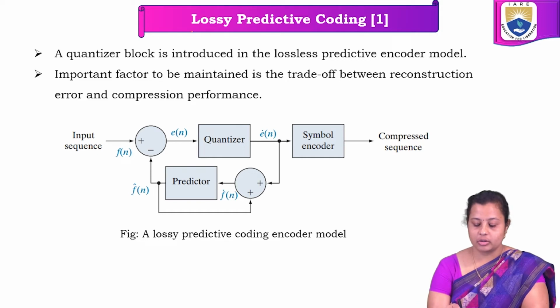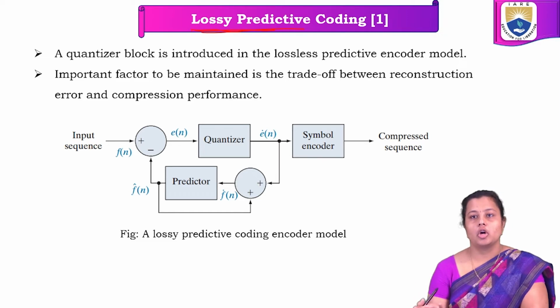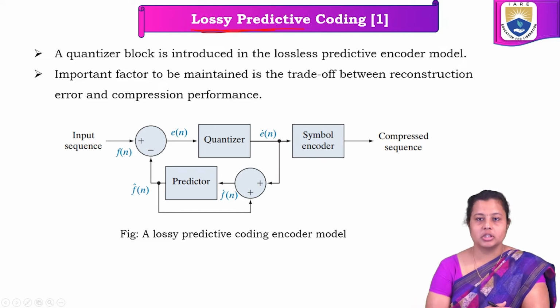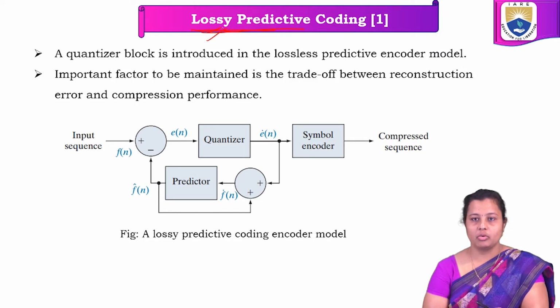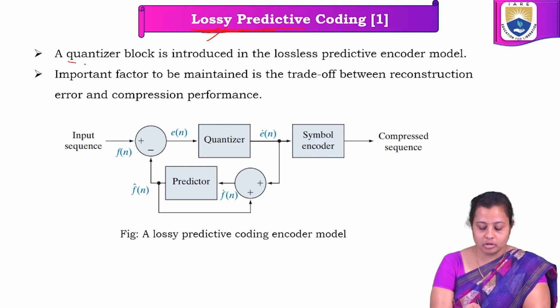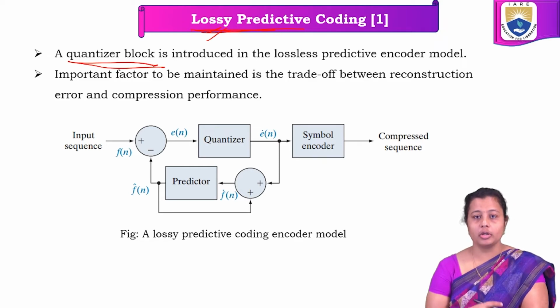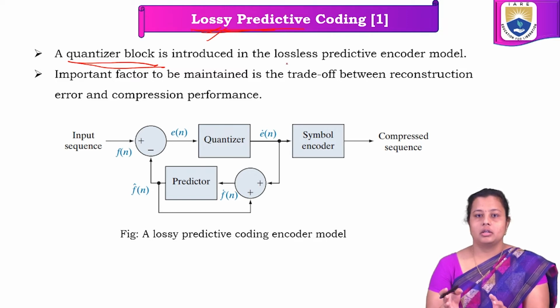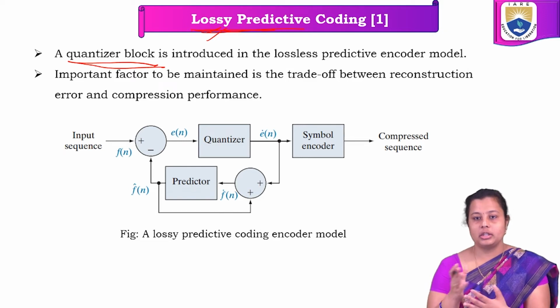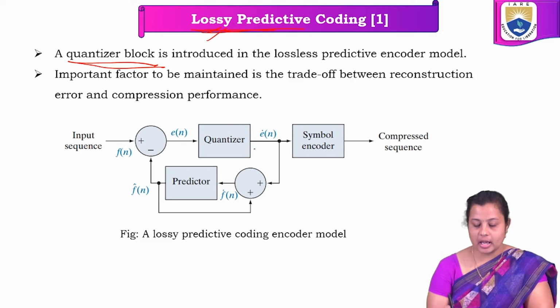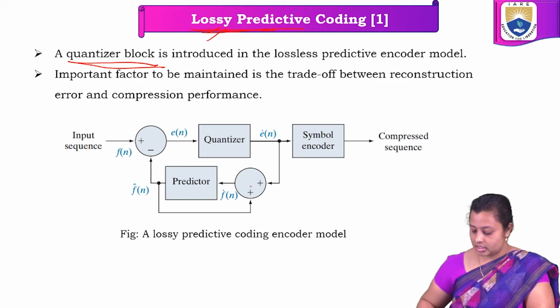What we are discussing now is lossy predictive coding. There are two types of predictive coding, lossless and lossy. Lossless we have discussed, where we assume there is no error as such. When we go for lossy predictive coding, we introduce a quantizer block. To maintain similarity between the decoder and the encoder, we place the quantizer block in between my predictor and the nearest integer round off.